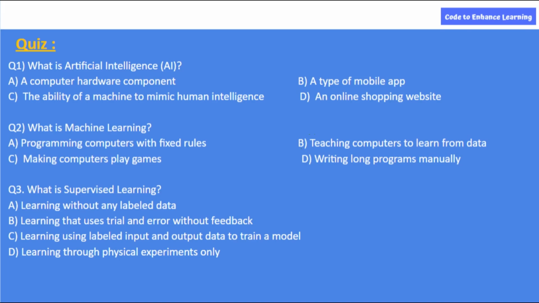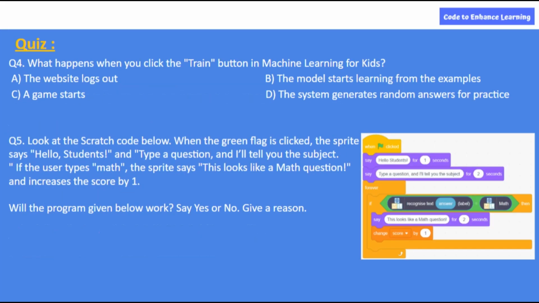Question number 3. What is supervised learning? You have 5 seconds to guess the correct answer and your time starts now. So, the correct answer is option C. Question number 4. What happens when you click the train button in machine learning for kids? You have 5 seconds to guess the correct answer and your time starts now. The correct answer is option B.